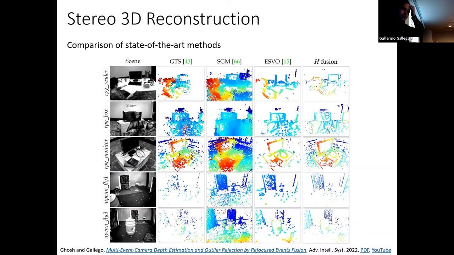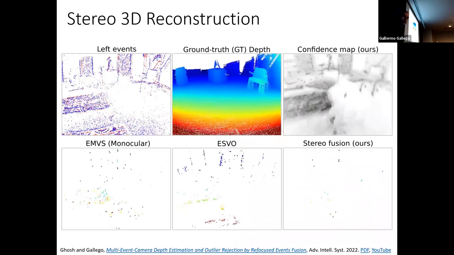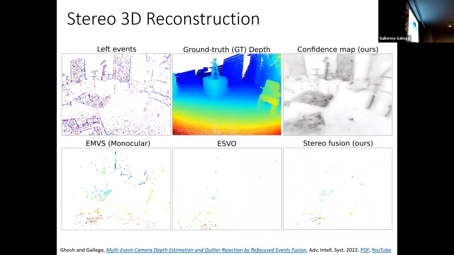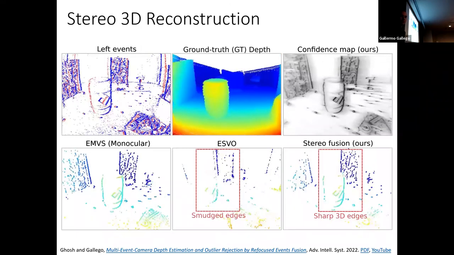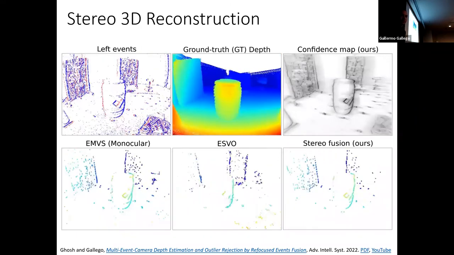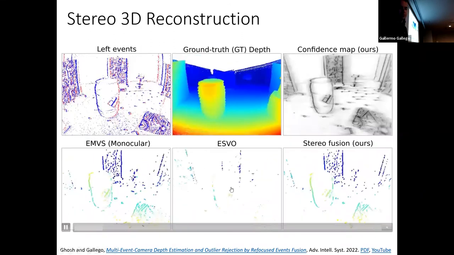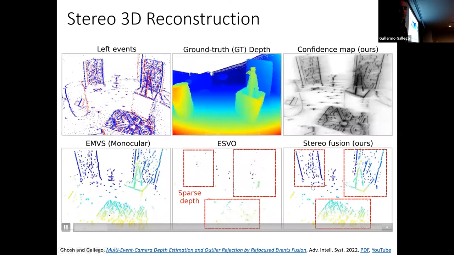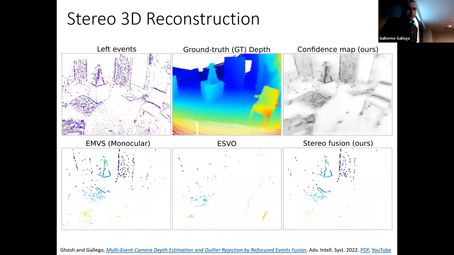So these are qualitative results. The quantitative ones are in this paper, Advanced Intelligent Systems. I thought I would show results on MVSEC, the dataset from the GRASP platform, Kostas's group. Top left are the events, ground truth on the top. We are comparing against the monocular one on the bottom left, ESVO, Transactions on Robotics, and the last column is our method. You see we provide more semi-dense depth maps than ESVO.